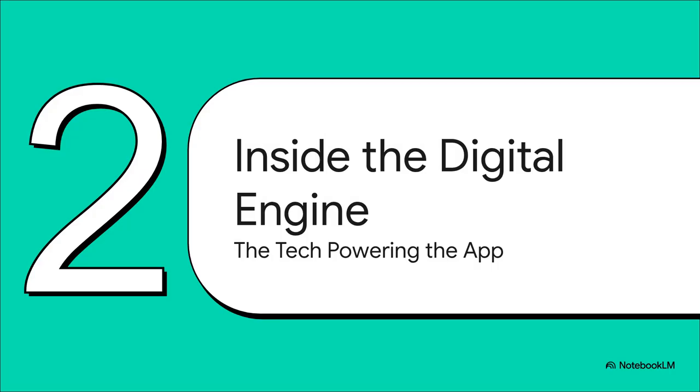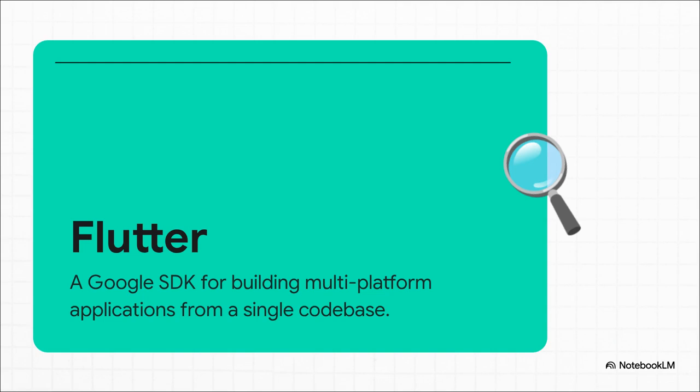Okay, so we've followed the money trail. Now let's peel back another layer. We're going down into the digital engine room to check out the actual technology that makes this whole thing tick. The entire app is built with a framework from Google called Flutter. And Flutter has a superpower: efficiency. See, a developer can write their code just once, and Flutter helps them release it as an Android app and an iOS app. That saves a ridiculous amount of time and effort.